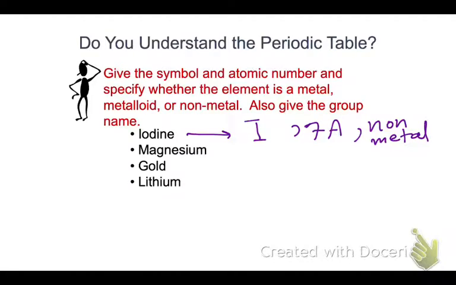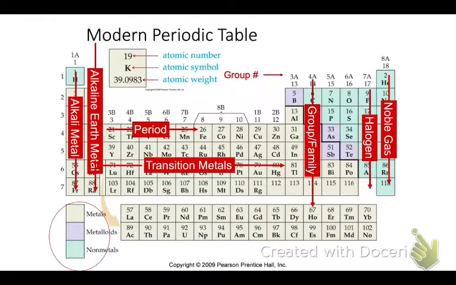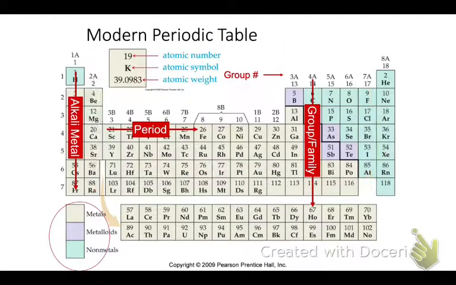And give the symbol and the atomic number. To get the atomic number, let me show you how we do that. Let's go back and look at our periodic table here. If you look at iodine, the atomic number is 53. Okay, so you can get all this information if you spot the element on the periodic table. This is why it's very important that you know the symbols of the elements.